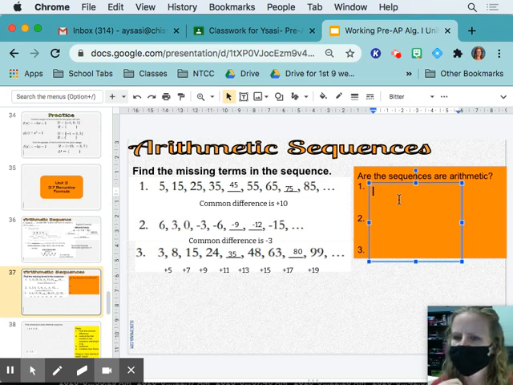Okay, is the sequence arithmetic for the first one? Is that arithmetic? Yes. What about the second one? Yes. What about the third one? No.